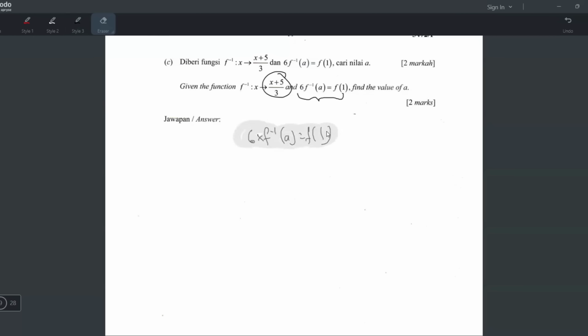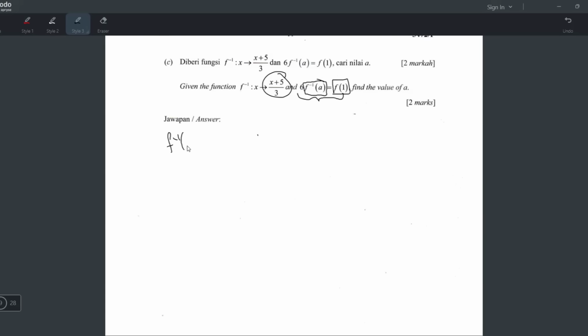Alright, let's find out the f inverse A first. Okay, let's find out this. Alright, to find out f inverse A is actually very easy. Just substitute the A inside here, then can already. Because this one is f inverse x already, right? So what's difficult here is the f1, right? Yeah, because you don't have the fx. So let's find fx first.